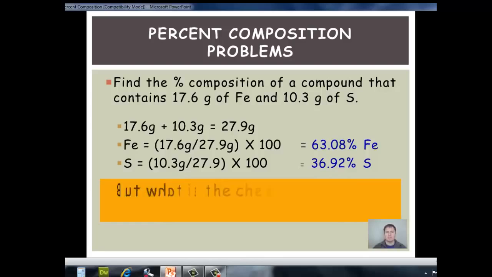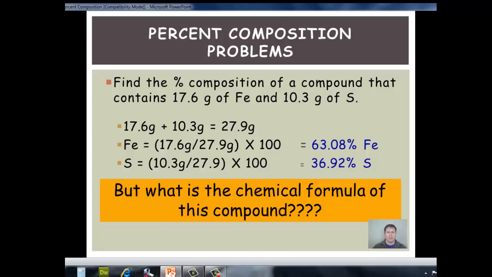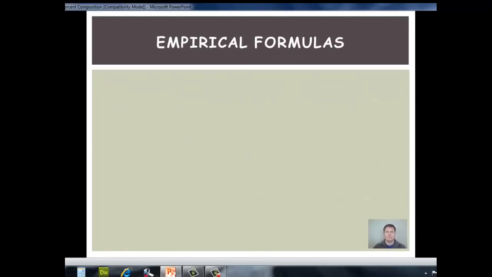But here's the question: what's the formula for this compound? We know what the percentage is, but we don't know its chemical formula, which is often really useful for us. So let's go ahead and figure out how we can do that today. First thing we're going to talk about is empirical formula.